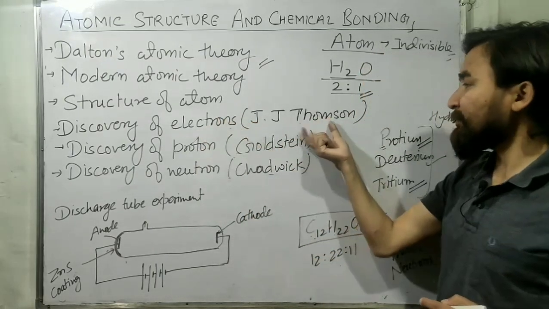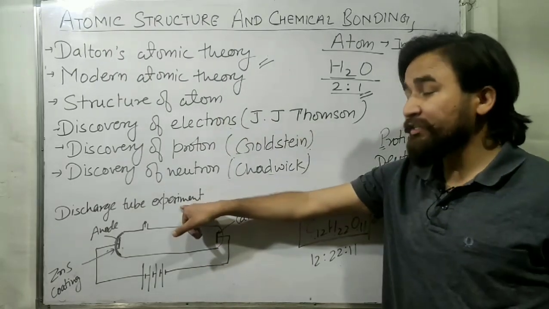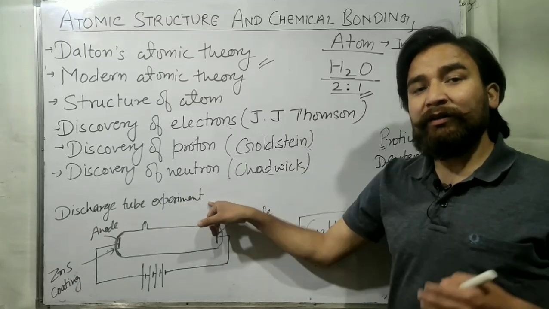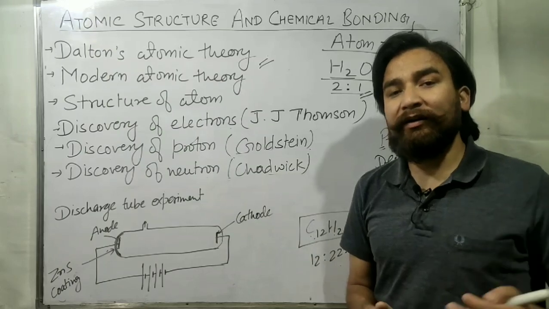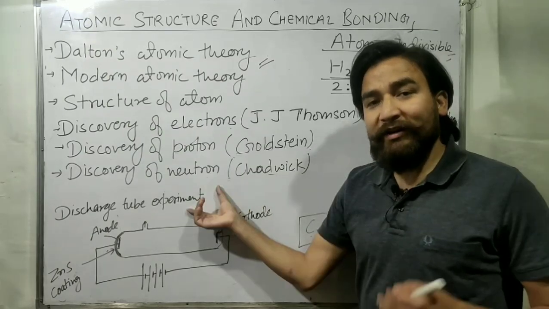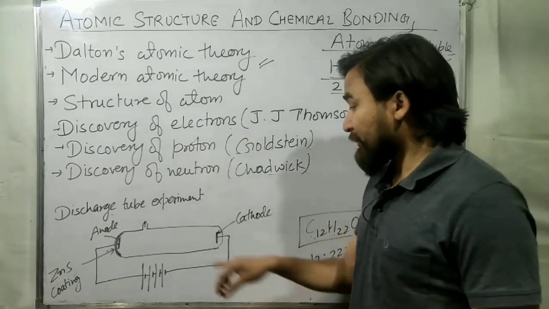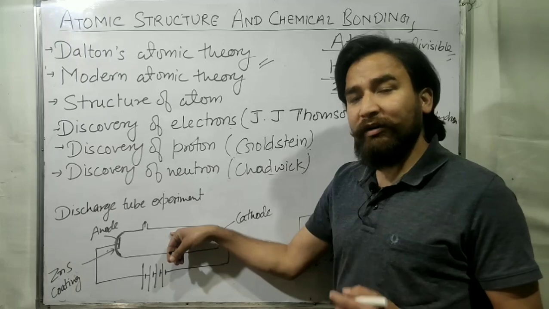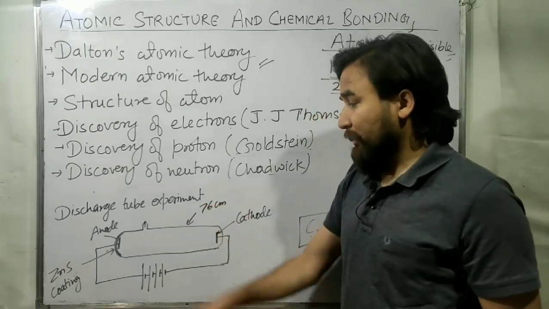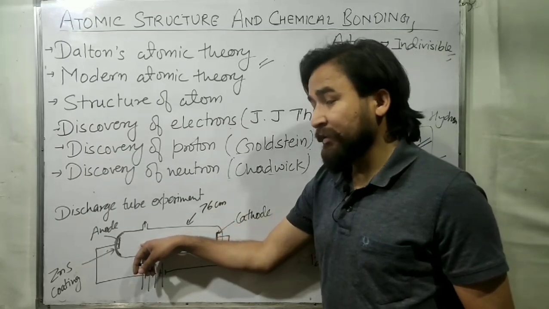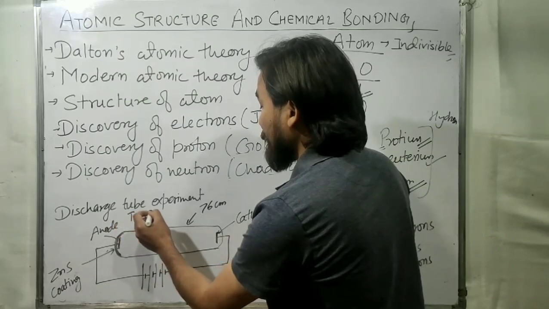Electron was discovered by J.J. Thomson, and it was done with the help of a discharge tube experiment. However, this discharge tube experiment is not very important in 9th class, but in higher classes you have to study this. So let's discuss the discharge tube experiment. In this experiment, we use a long glass tube which is about 76 centimeter long. The air inside the glass tube is removed with the help of a vacuum pump.